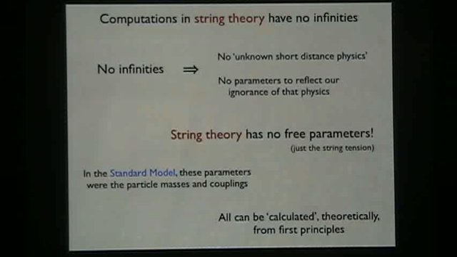So I'll remind you, in the Standard Model, all the parameters, the masses, the interactions, all that stuff, were just parametrizing things we didn't know about physics at short distances. String theory doesn't suffer from that. String theory has no problem describing physics at all distance scales. So it very nicely gives us a description of quantum gravity that works at all distance scales. And everything, at least in principle, can be calculated directly.